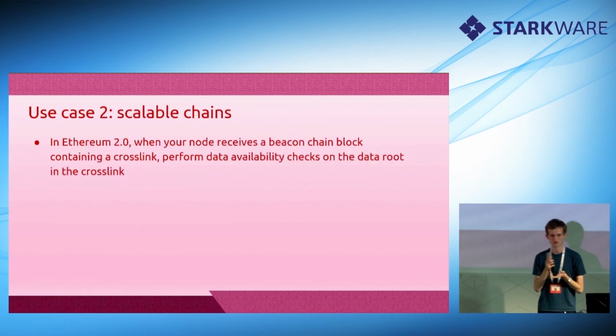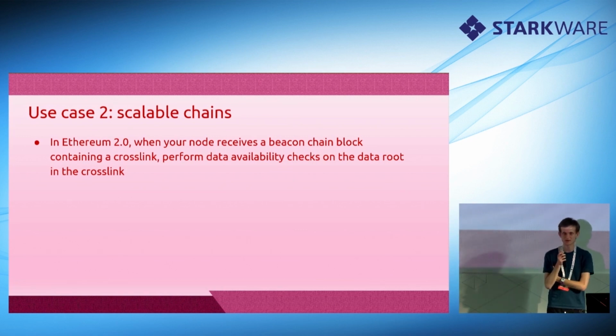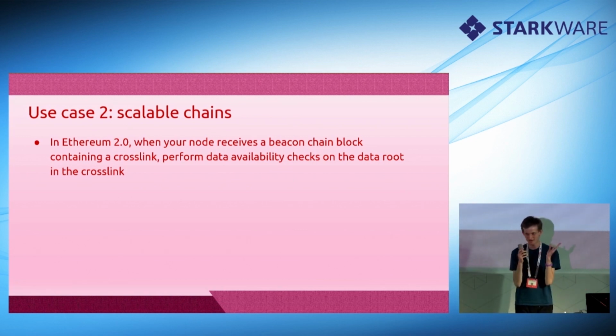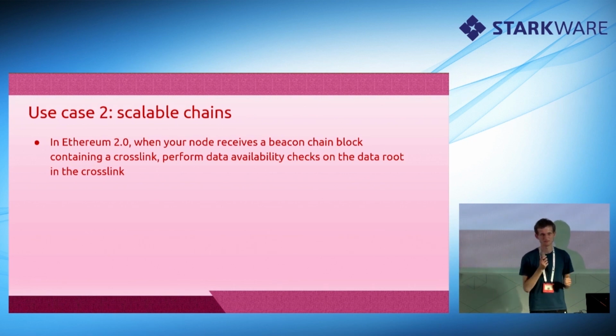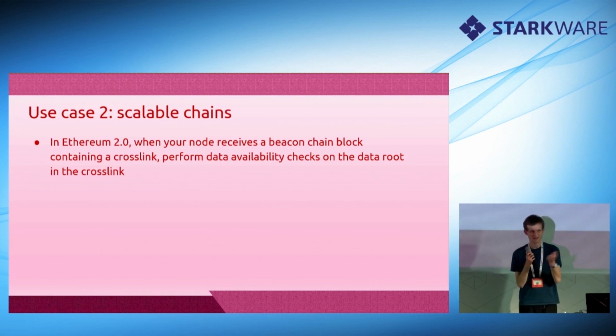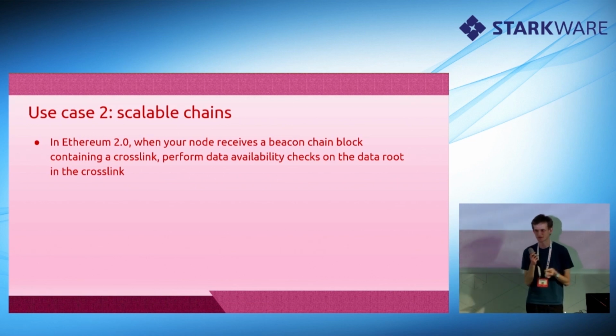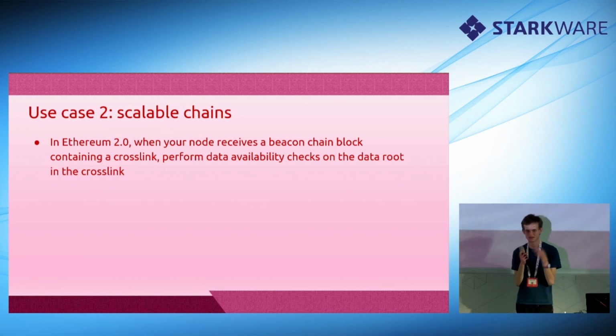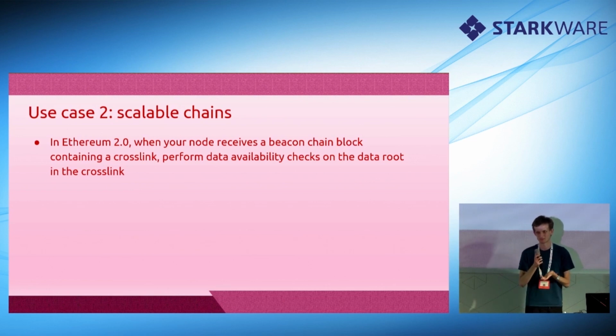Use case 2 is scalable chains. In Ethereum 2.0, it's a sharded chain, and so there's way more data than most people can download individually. So you would use fraud proofs and data availability proofs as an additional check, so that you can get security guarantees on data even if whatever particular subcommittee was responsible for signing off on that data turns out to have been corrupted.